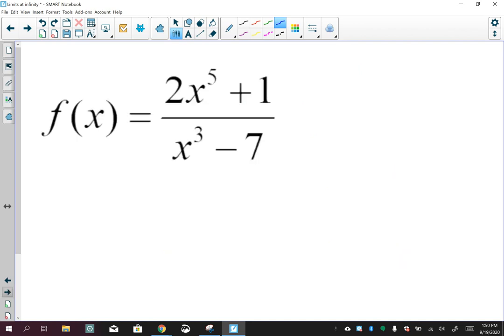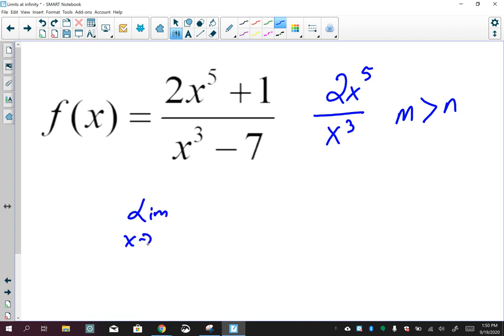On the second one, you will notice that I have a 2x to the fifth over x to the third. So my m is bigger than my n. So I have an infinity thing here. So what you need to do is look at it from the left and right side. So my limit as x goes off into infinity of f of x, and then my limit as x goes off to negative infinity of this f of x.